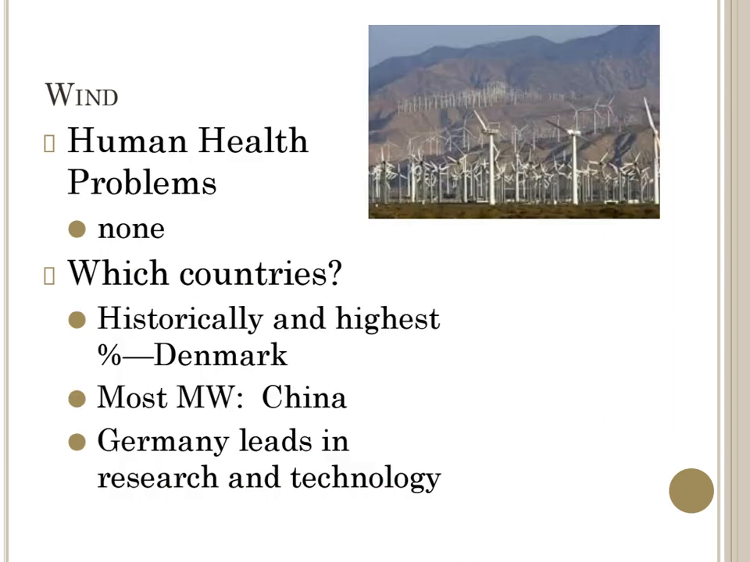There are no human health problems with wind. So countries, historically, it's Denmark. You might remember that from when you were a kid and studied Denmark, and they have a lot of windmills. The most megawatts of power is actually produced in China. But Germany is a leader in research and technology for a lot of renewables, including wind power.